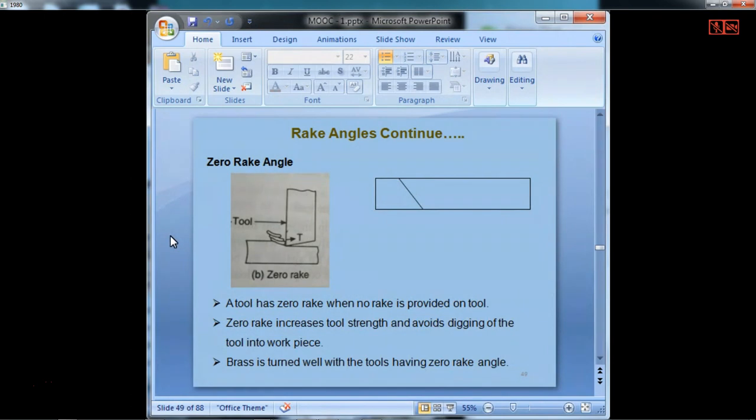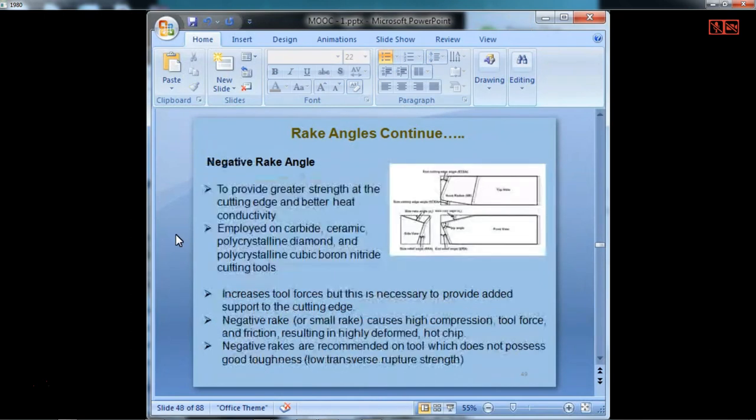Zero rake. You can see this one, it is exactly vertical like this. So a tool which has a zero rake has no rake provided on the tool. Zero rake increases tool strength and avoids digging of the tool into the workpiece. It's good. Brass is turned well with tools having zero rake angle, but generally it is not good for other materials. So we go for negative rake and not the zero rake. Very rarely we use the zero rake.